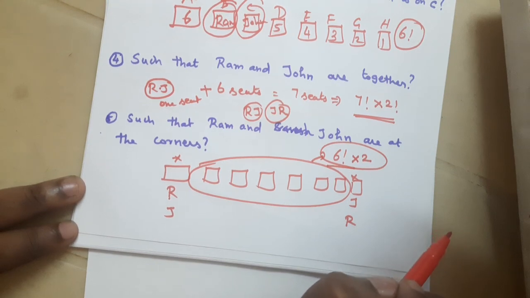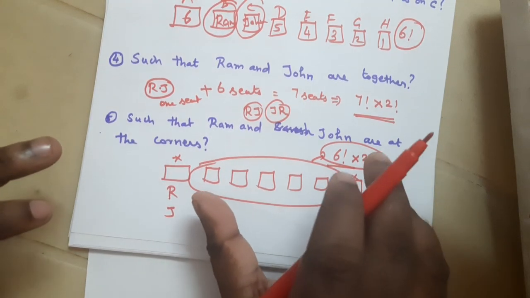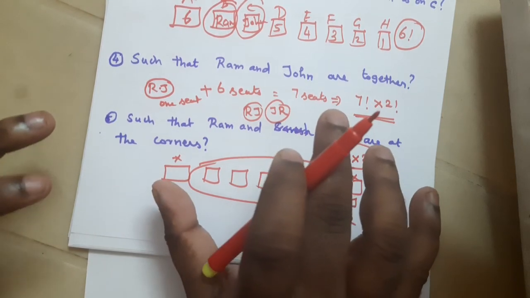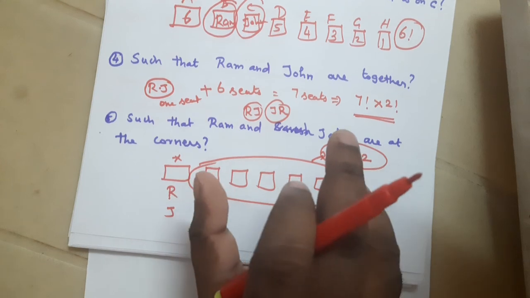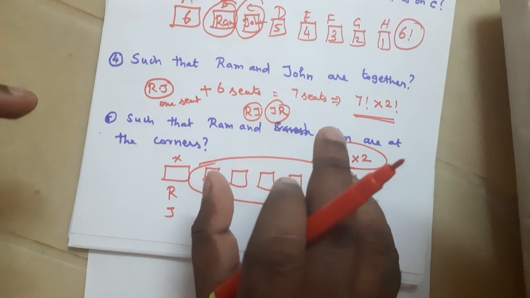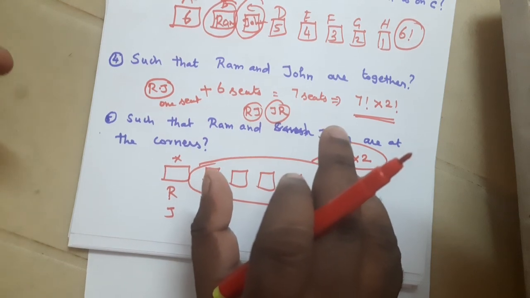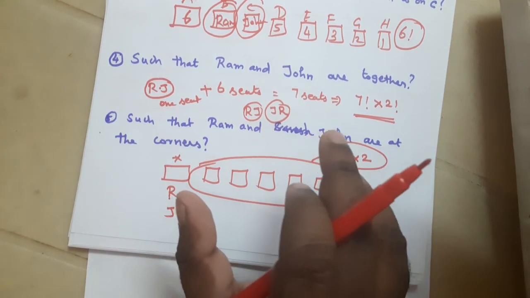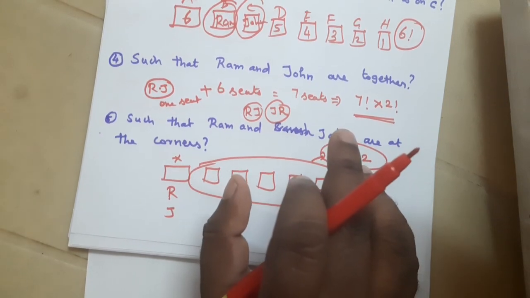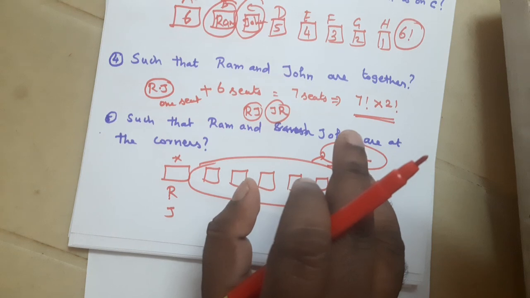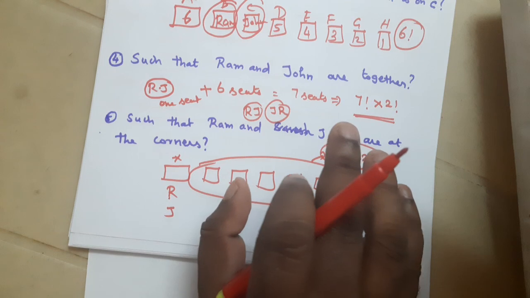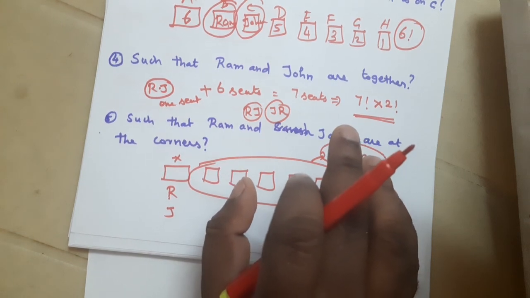Okay students, these are some examples of using basic counting principles. Similarly, you can try some problems from other books and materials like that. You can clearly understand the concepts. In the next video we will see permutations and combinations, and also some other examples. Okay students, thank you.